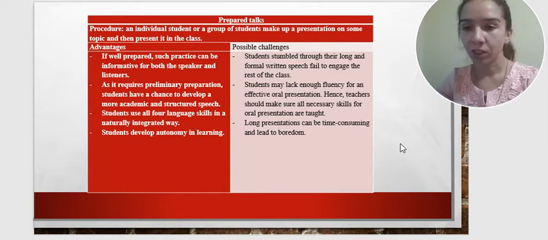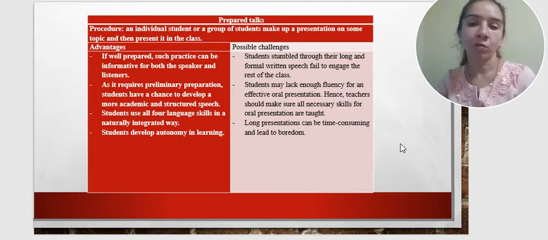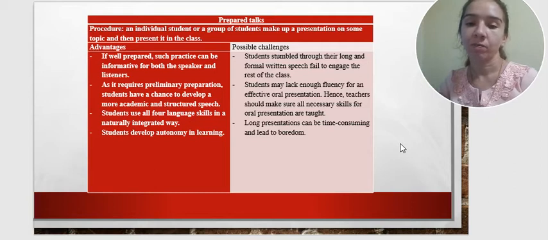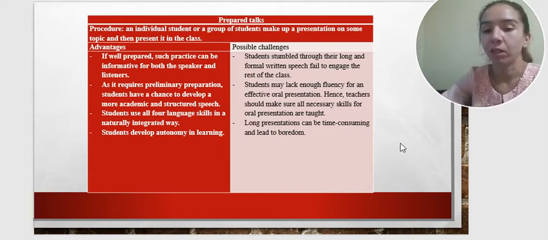However, there are possible challenges, such as students stumbling through their long and formal written speech and failing to engage the rest of the class. Students may lack enough fluency for an effective oral presentation, hence teachers should make sure all necessary skills for oral presentation are taught. Long presentations can be time-consuming and lead to boredom.